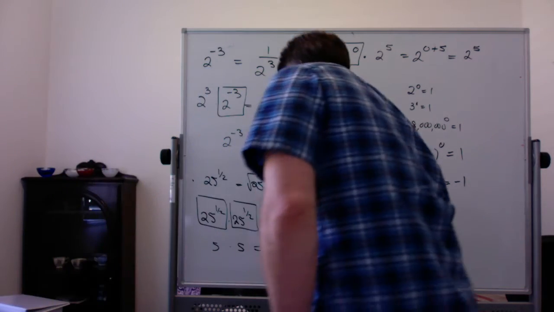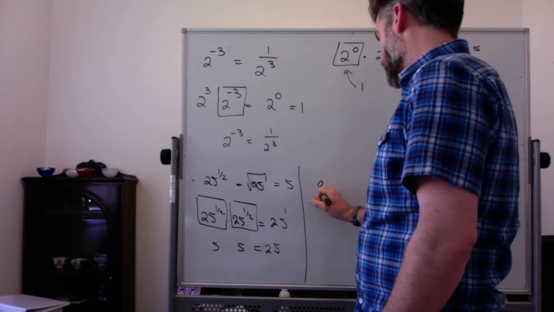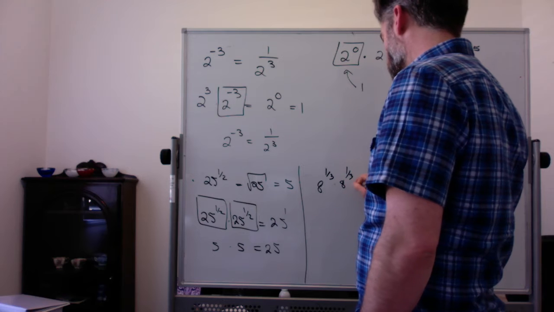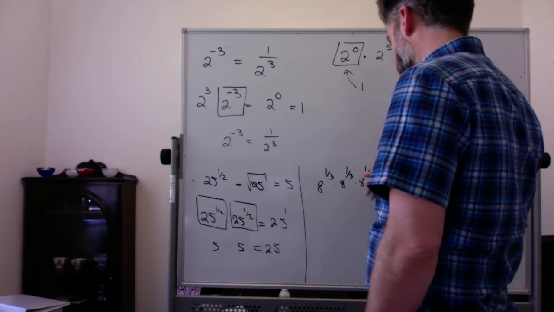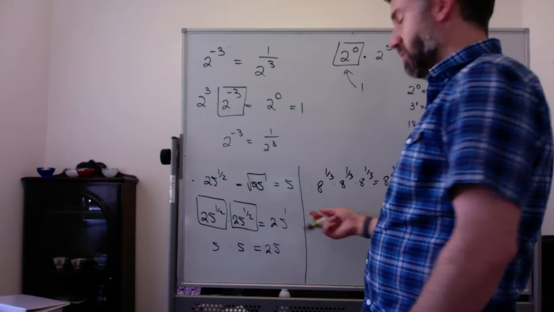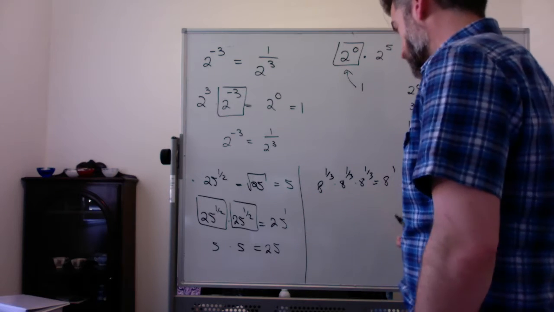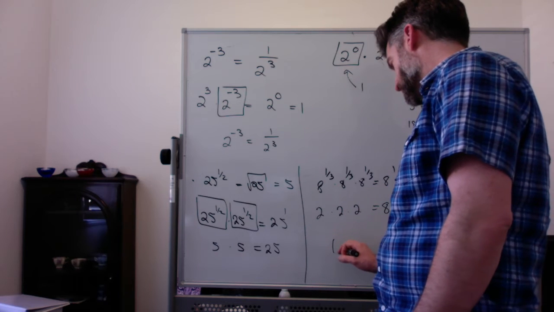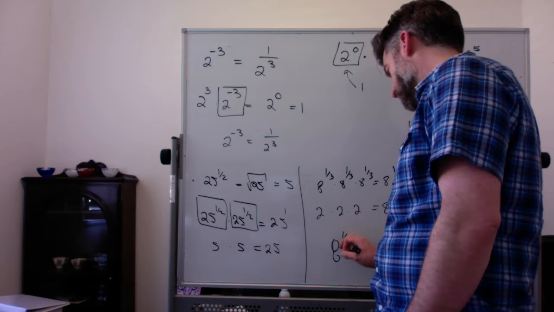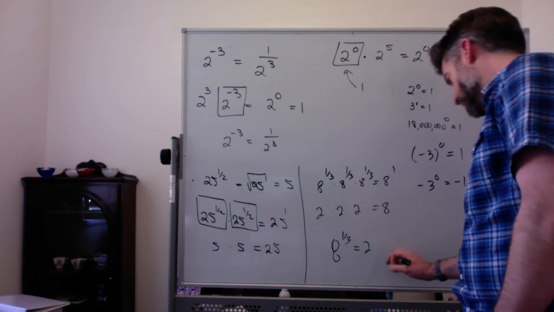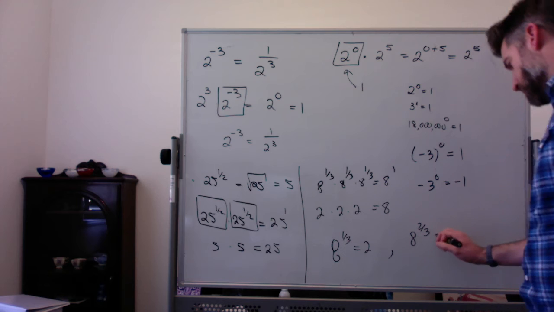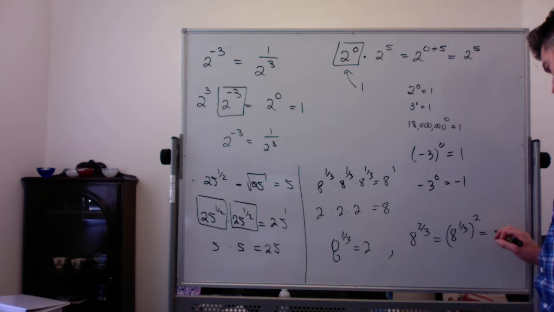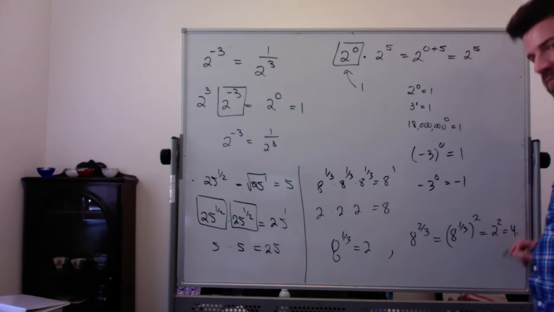In a similar way, 8 to the 1/3 power, well, we know that 8 to the 1/3 times 8 to the 1/3 times 8 to the 1/3 is 8 to the 1, but then what number multiplied by itself 1, 2, 3 times is equal to 8? Well, it's got to be 2. So 8 to the 1/3 equals 2. And 8 to the 2/3 equals 8 to the 1/3 squared, which is 2 squared, which is 4.